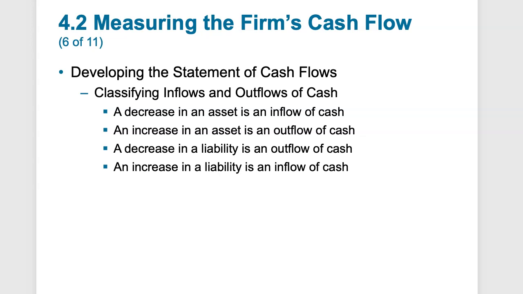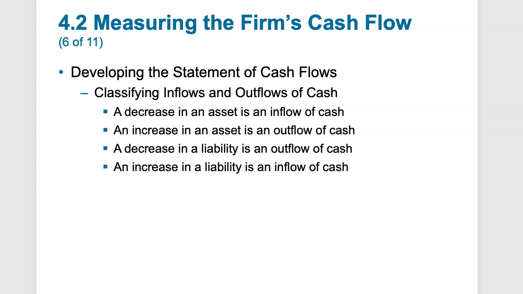Now, changes in different accounts on the balance sheet are going to affect the firm's inflows and outflows of cash. So when you increase an asset on the balance sheet, this is going to represent a cash outflow, because when you're buying inventory, you need cash to buy the inventory. So if inventory is an asset and you're increasing the asset, it's going to consume cash. So when the firm buys new assets, cash flow is going to go down.